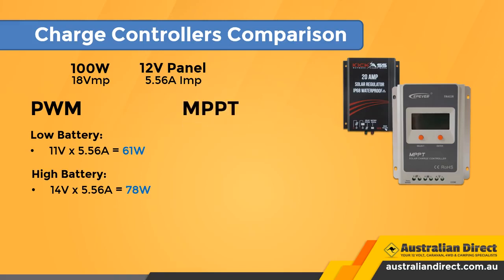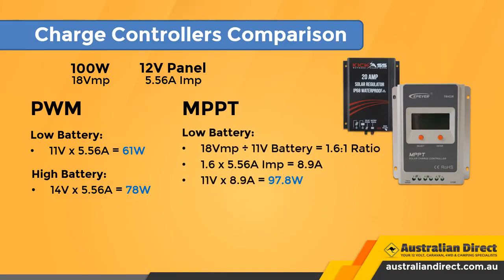Now let's do the math with an MPPT charge controller. When the battery is low, it drops the voltage from 18 volts down to 11 volts. And that drop is a ratio of 1.6, 18 volts divided by 11 volts. So when it drops the volts by 1.6 to keep power constant, it increases the current by 1.6 as well, increasing the current from 5.56 amps to 8.9 amps. 11 volts times 8.9 amps equals 97 watts. Compare that with a PWM output of only 61 watts.